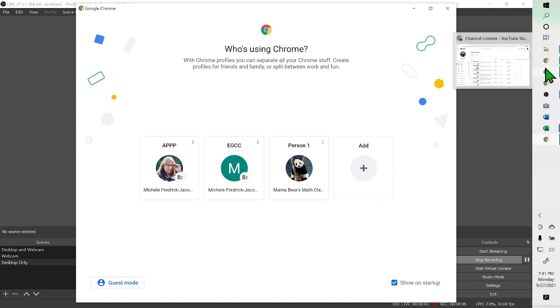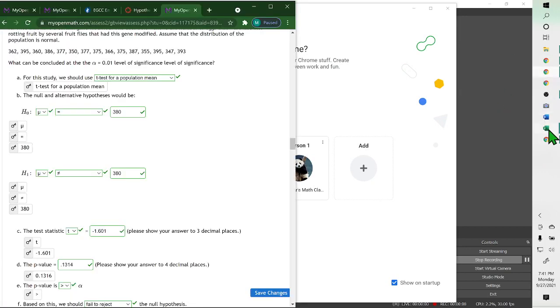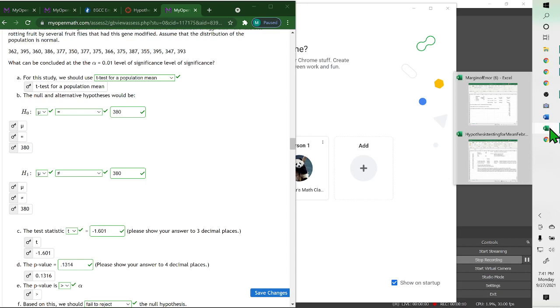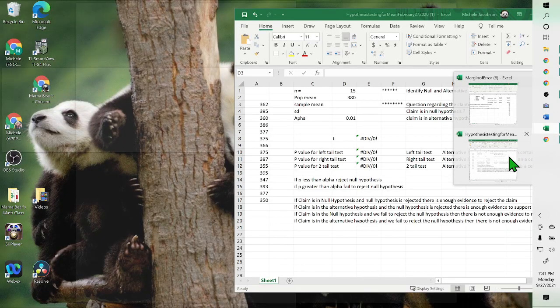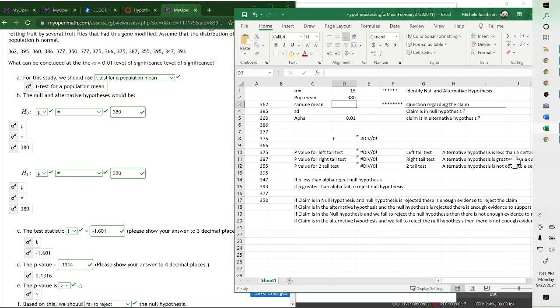Hello. For the problem that you had a question on, which is this one, if you open the Excel file, this one, for hypothesis mean, I typed the data in here so that I can find the mean and standard deviation.